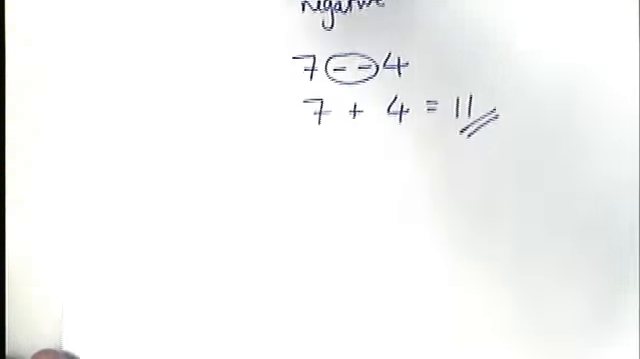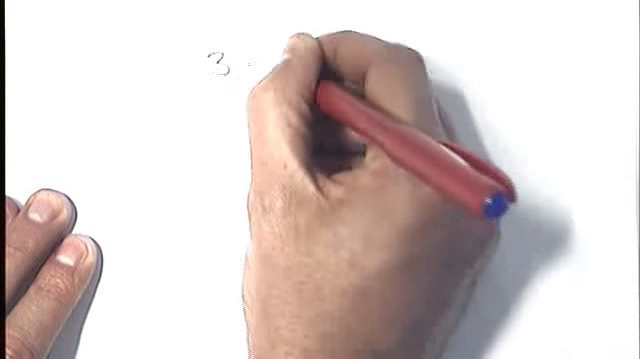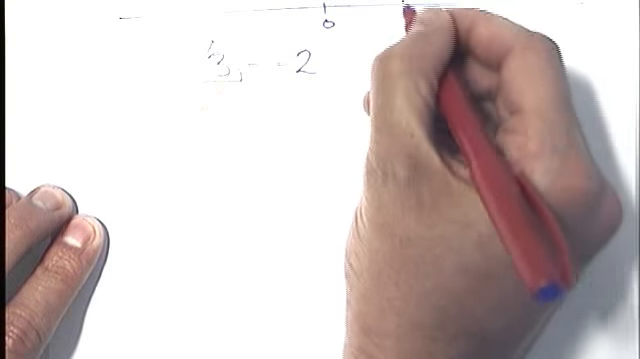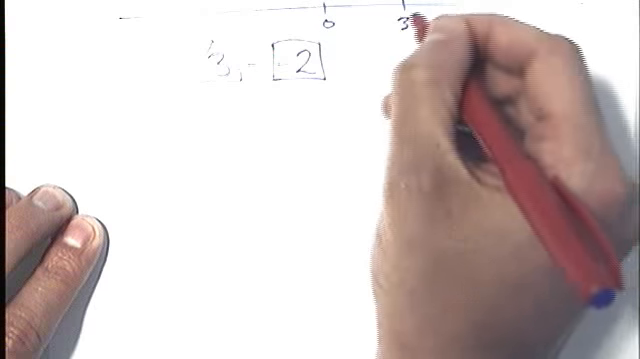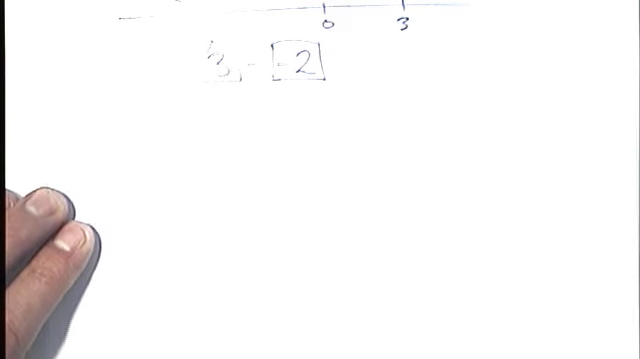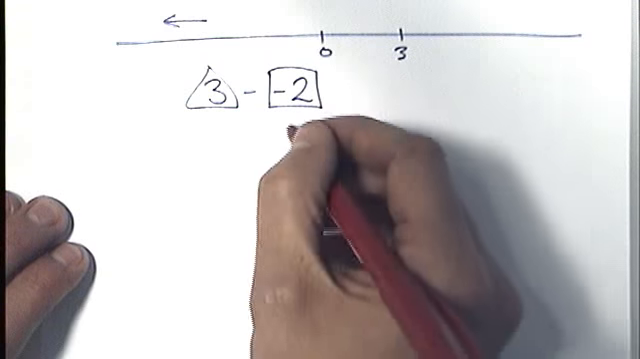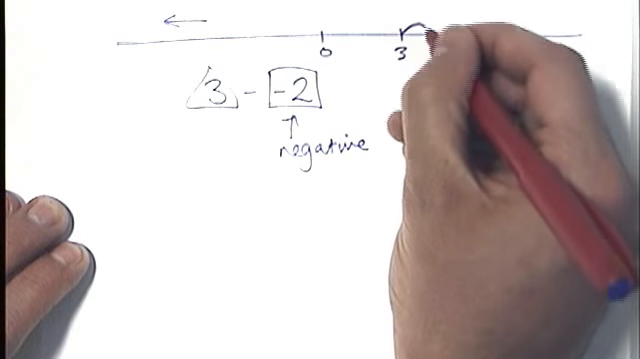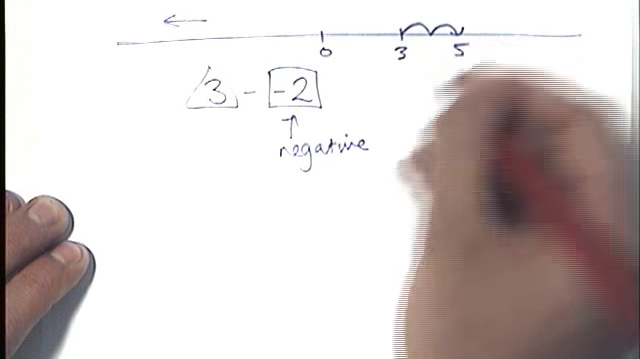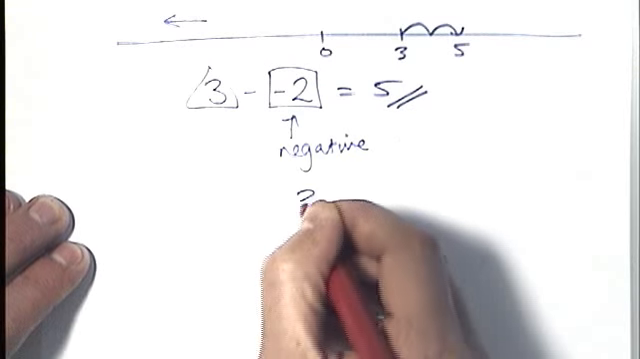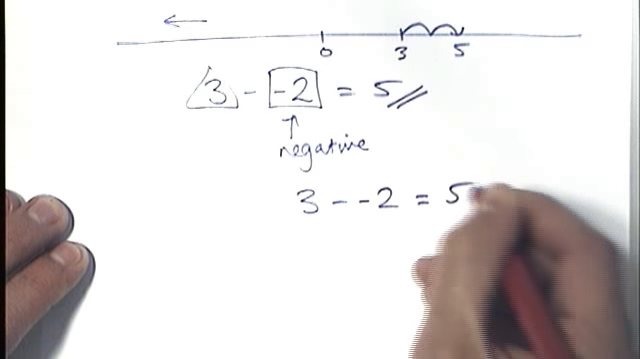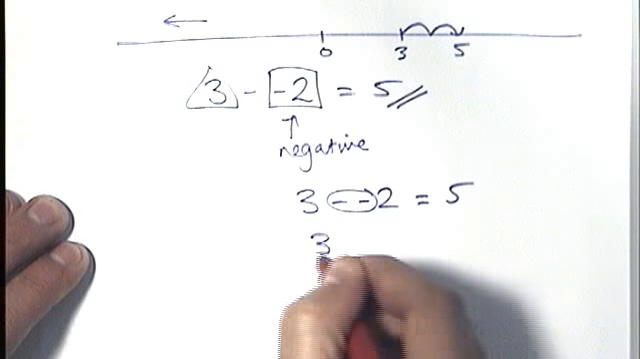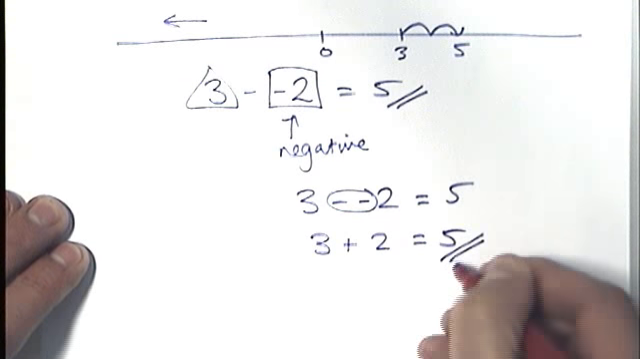Let's have a look at one last example then. 3 take away negative 2. So this one is starting at 3 and taking away, remember taking away is normally to the left, like that, but because it's a negative that we're taking away, we're going to change direction and we're going to move to the right by 2, which takes us to 5. And again, that's another example of these 2 negatives coming together to make a positive.